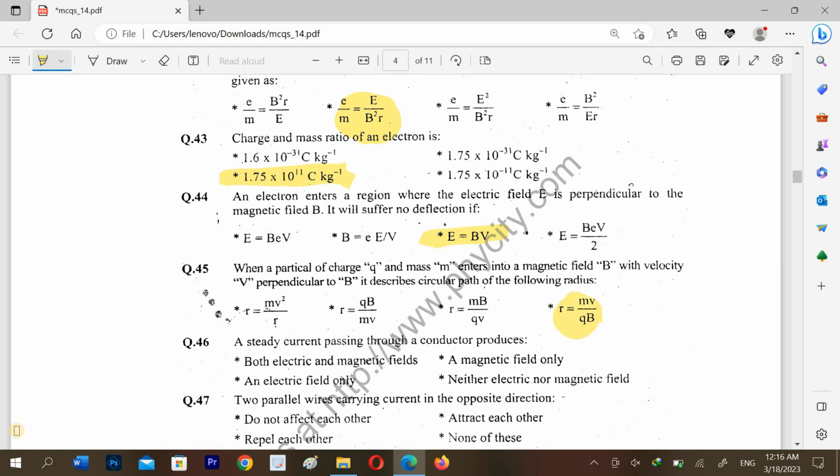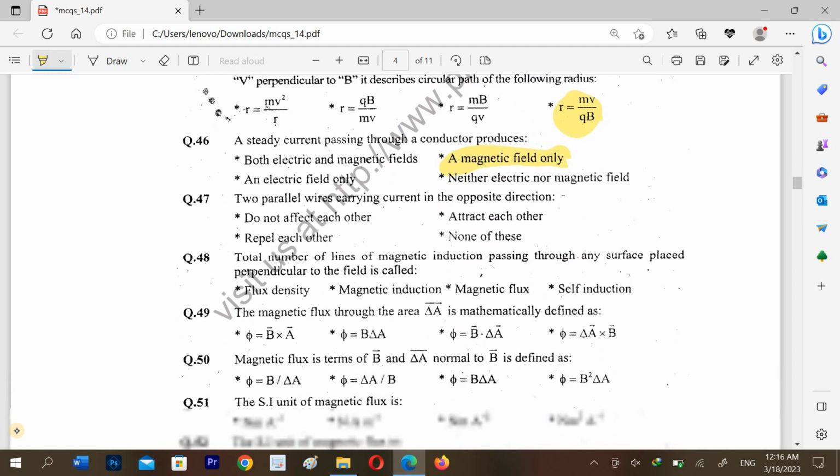A steady current passing through a conductor produces a magnetic field only. Two parallel wires carrying current in the opposite direction repel each other. The total number of lines of magnetic induction passing through a surface placed perpendicular to the field is called magnetic flux.